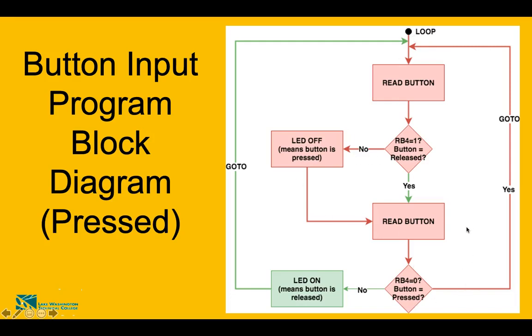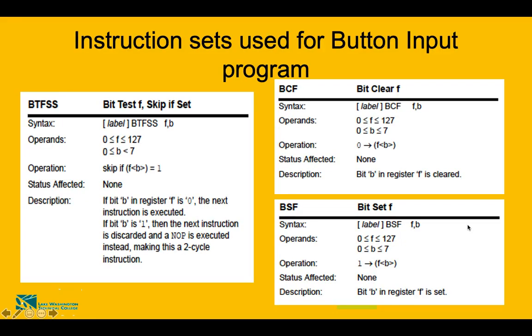All right, now next we are going to see the different instruction set we'll be using for the button input program. We will be using BTFSS, bit test F, skip if set. I have discussed this instruction set a couple of times in the previous lectures. This is the syntax for this instruction, where F is your file register, B is your bit, whichever bit you want to work on.